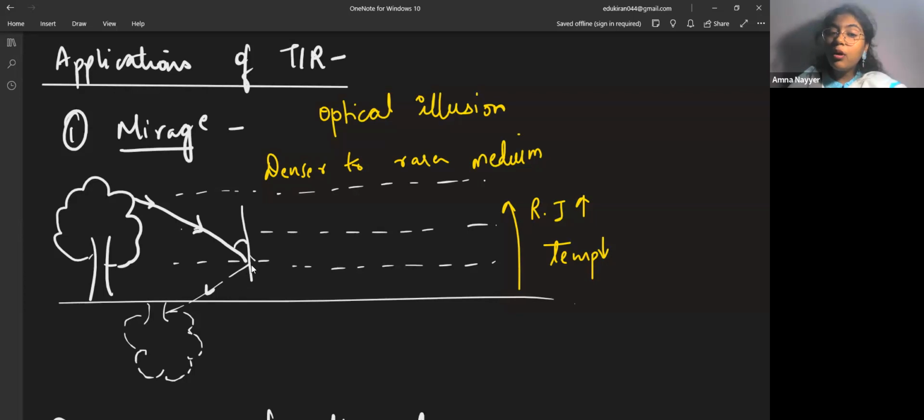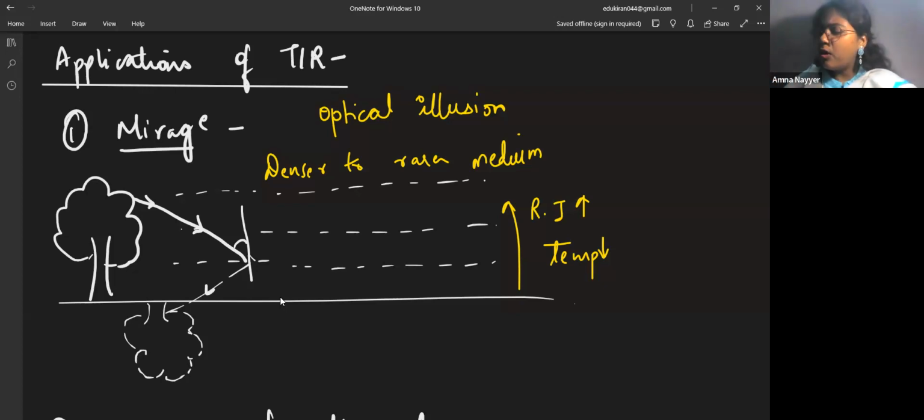At the same point, because here TIR is occurring, total internal reflection is occurring. Here the light ray will be deflecting, it will be getting totally internally reflected, and here an image will be formed, which is not an actual image. You must have heard of this.